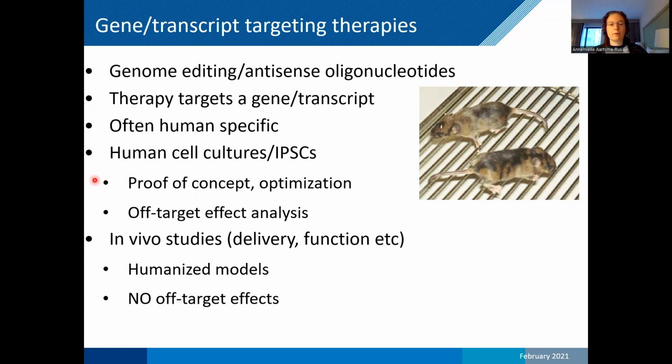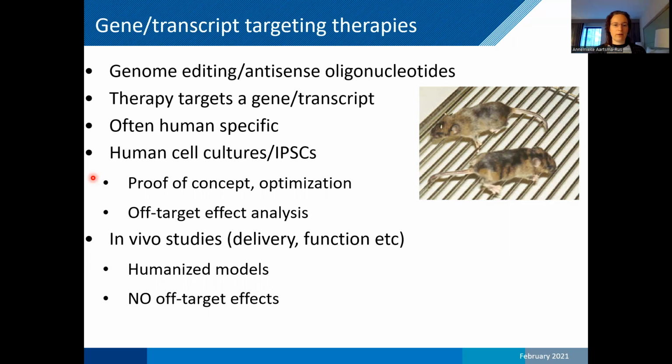And therefore, human cell cultures like the iPSCs may be a better option for proof of concept and off-target analysis. There's no point in looking for off-targets for RNA or genome editing therapies in the mouse because the potential off-targets in the mouse will differ from the off-target effects in the human.